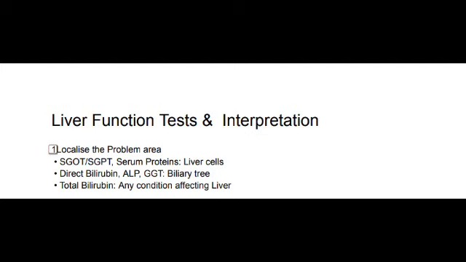Whereas if there is an abnormality in the direct bilirubin, ALP or the GGT, then the problem lies in the biliary tree. Whereas total bilirubin may be increased in any of the conditions affecting the liver, which may be hepatic conditions or extrahepatic conditions. So total bilirubin levels are a bit of a non-specific marker.